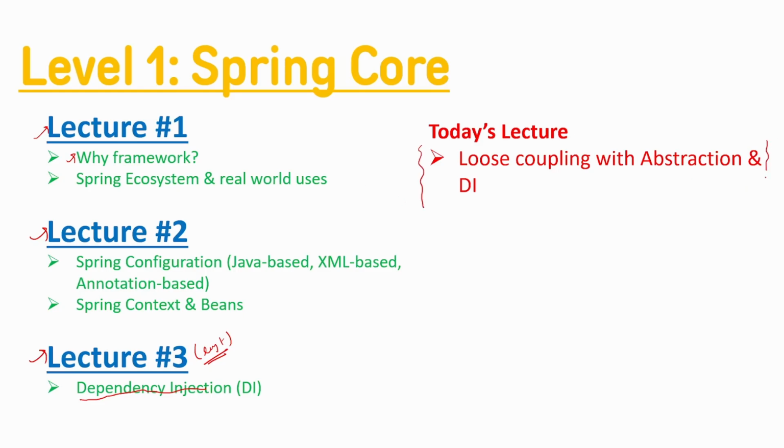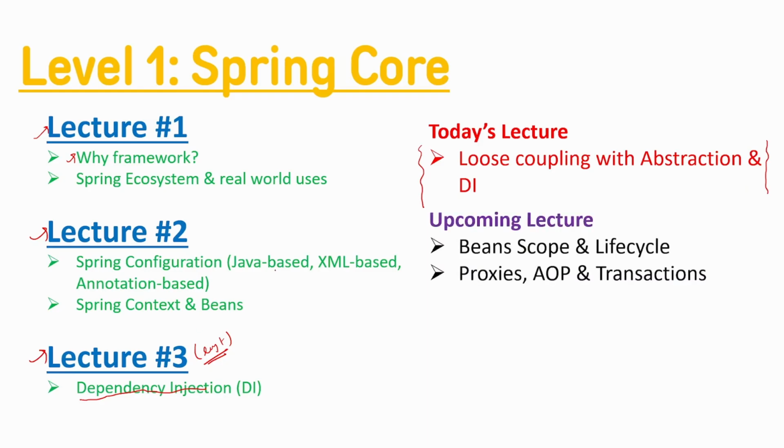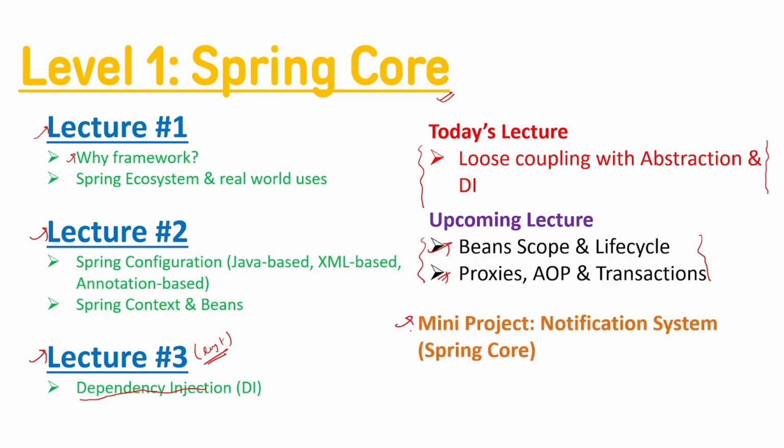Then what are the remaining topics in Spring Core? In future videos, we will learn about Spring bean scopes and lifecycle, proxies, AOP, and transactions. After covering all these topics, it will complete our level 1, Spring Core. After completing level 1, we will do one mini project and one major project. In the mini project, we will build one notification system using only the knowledge of level 1. That is, only with the help of Spring Core, we will make one notification system.